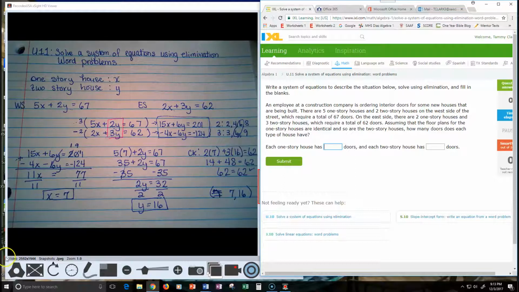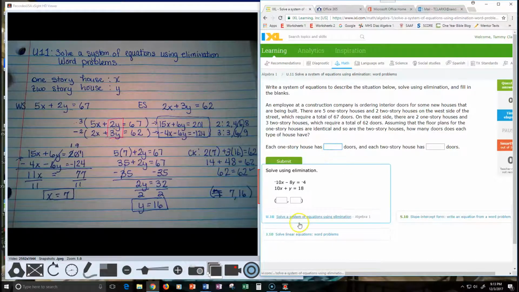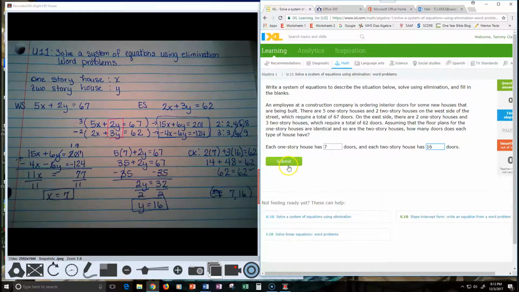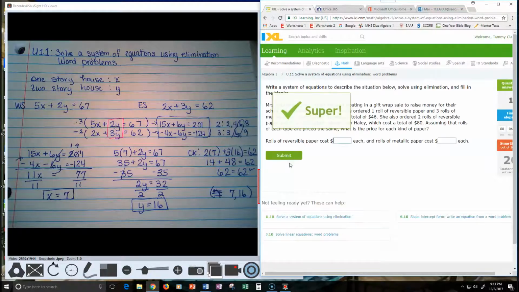So, let's see. The one-story house we said was X. They have 7 doors. The two-story house, which we said was Y, has 16 doors. That's why it's very important that you determine what your X's and Y's, or whatever you're going to name them, are consistent, so that you can answer the questions according to the name of the category, not just X and Y. All right, let's do another.